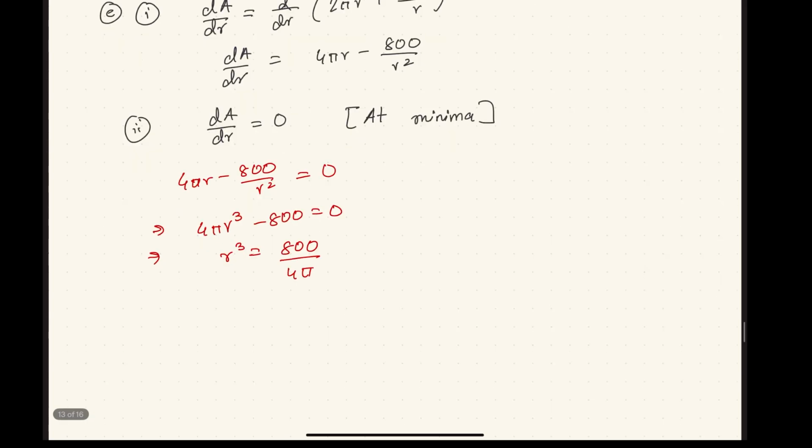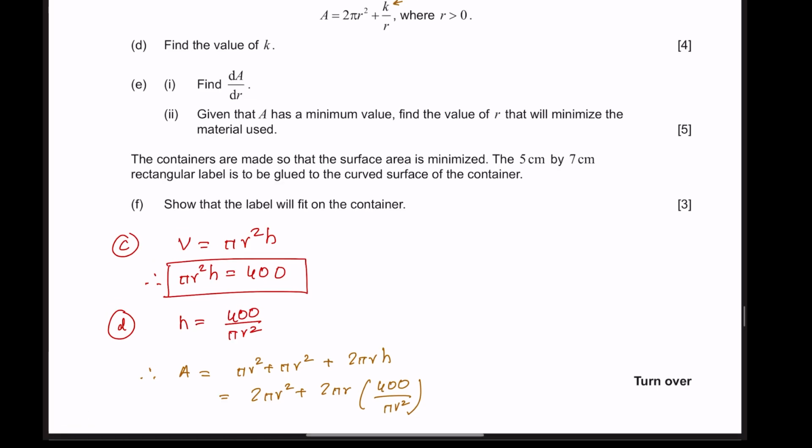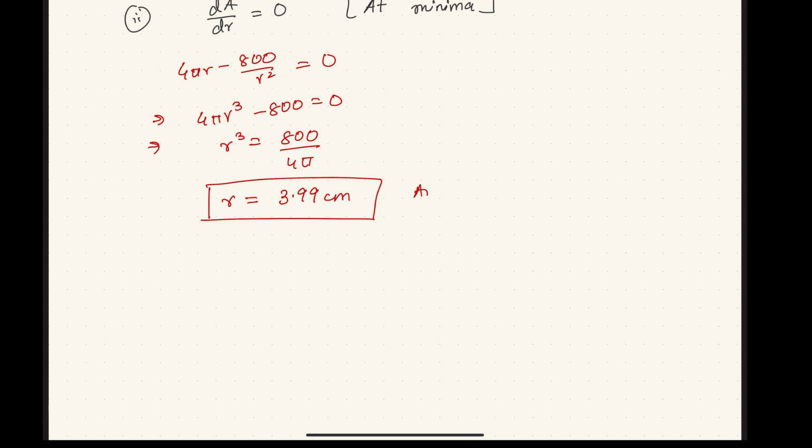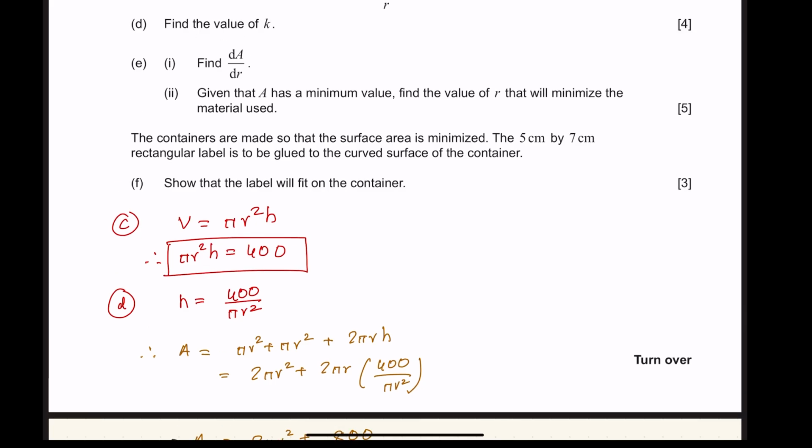From here, if I find the value of r using the calculator, I'll get r equal to 3.99 centimeters. This is the value of the radius where your surface area would be the minimum. This is the answer to E2. Now we'll move on to the last part, which is F. The containers are made so that the surface area is minimized. The 5 cm by 7 cm rectangular label is to be glued on the curved surface area. Show that the label will fit on the container.